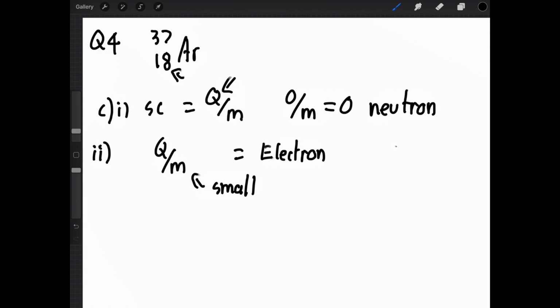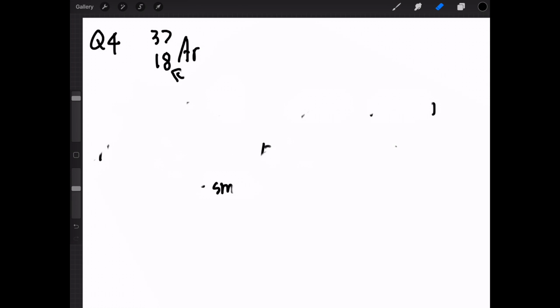Part D. Calculate the percentage of the total mass of this ion which is accounted for by the mass of its electrons. So what I'm going to have to do is work out the mass of the electrons, and then later on I'm going to have to work out the mass of the entire atom and divide one by the other, which should give me the correct answer.